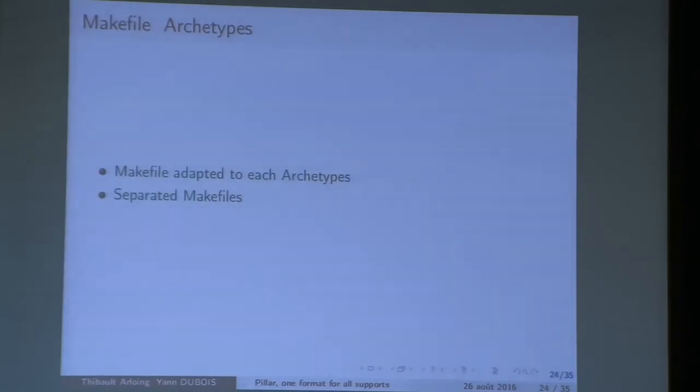For each archetype, we have one Makefile, or two, or three. For example, for book, we have three separate Makefiles. We have the Makefiles to do the book in HTML and PDF, and we also have the Makefile to do EPUB.